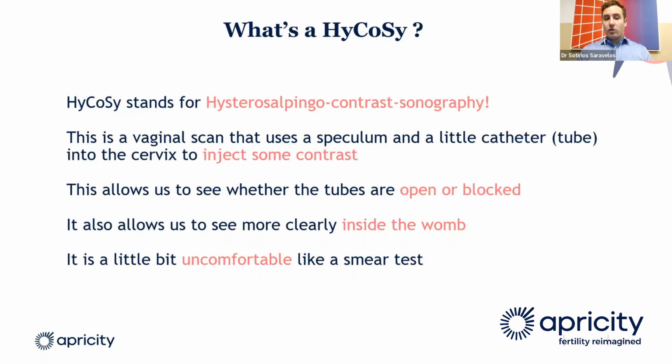And that's where HyCoSy comes in, hysterosalpingo contrast sonography. This is a vaginal scan, but it's almost like a smear test. We use a speculum and put in a little tube, and then we inject some dye to see if there's movement of dye through the tubes. That way we can see if the tubes are open or blocked. Also, it can open up the womb so we can see inside the cavity where the baby is likely to grow. It can be a bit uncomfortable, like a smear test, but it's very useful.